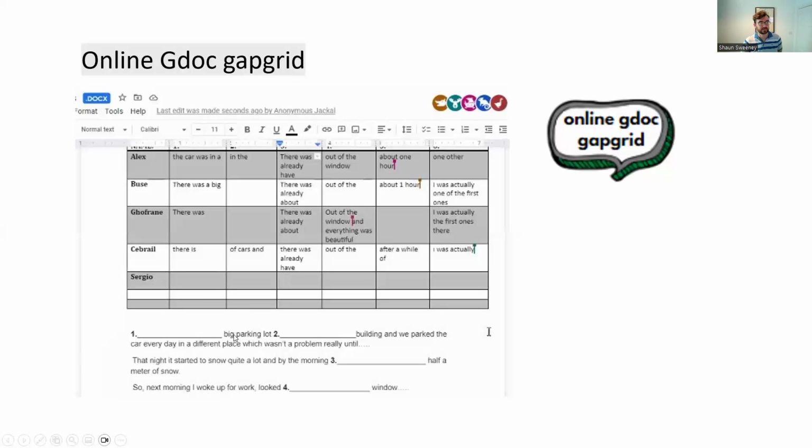So number 1, what's the gap? Something, something, something, big parking lot. Number 2, something, something, something, building. And we parked. This is some sort of travel story. I think a weather-based story. Someone parked their car, covered in snow.